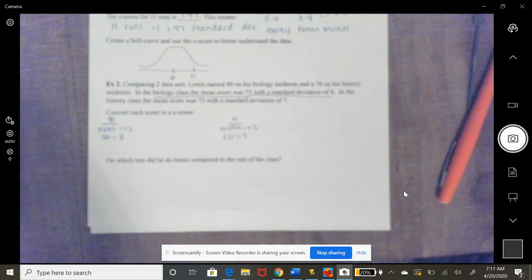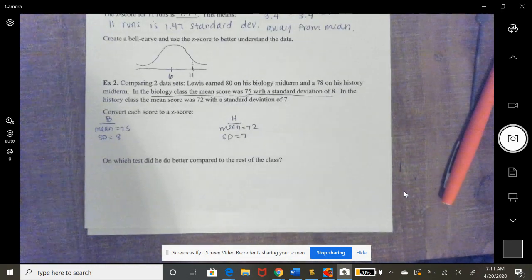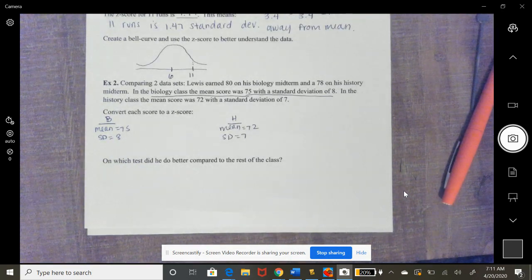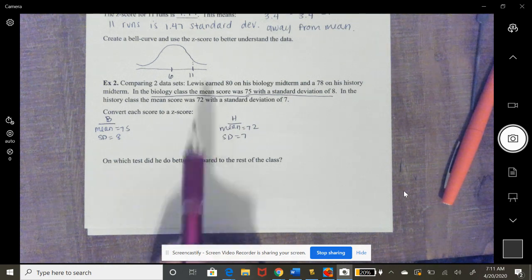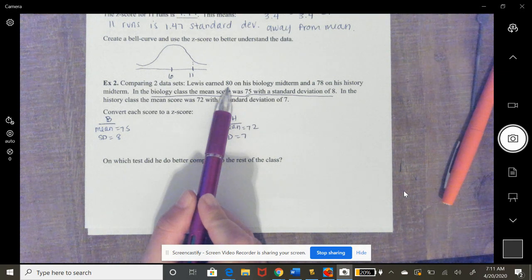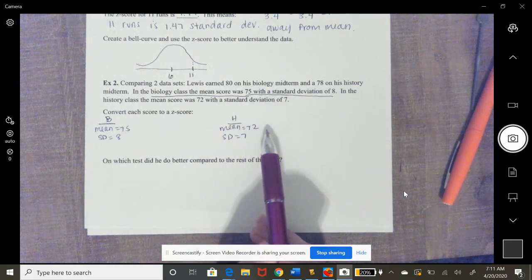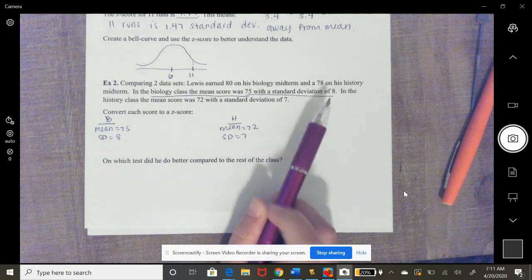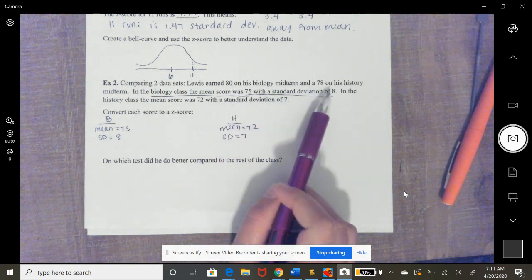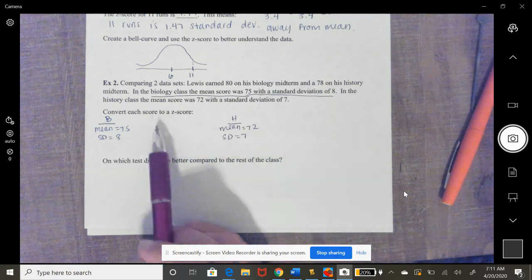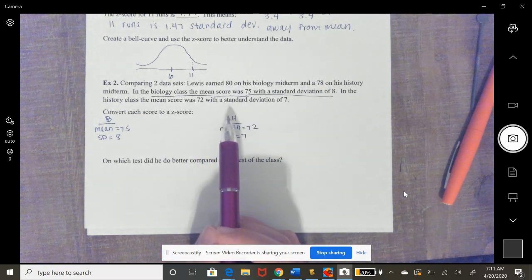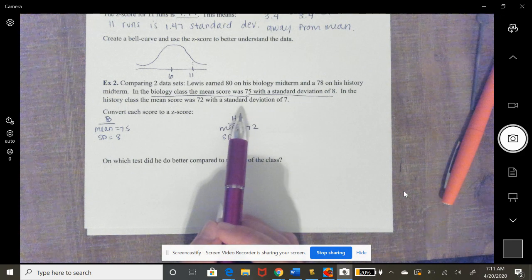And our standard deviation is 7. Okay, so we have our data for the biology and the history class. If you look at his scores, he made an 80 on his biology midterm, and he made a 78 on his history midterm. So this one's a little bit harder to tell. Obviously, the 80 is higher than the 78, but if you compare it to how the class did, we want to see which one did he actually do better on.